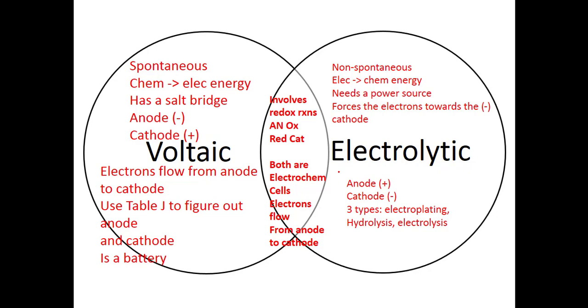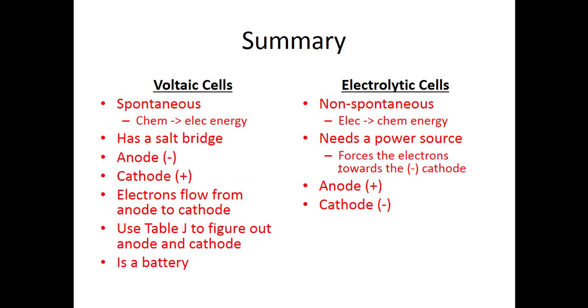Both of these involve redox reactions. Remember, AN OX, RED CAT. Ox means oxidation happens at the anode, and reduction at the cathode, which is true for both. And both are electrochemical cells with electrons flowing from the anode to the cathode. Again, to summarize this a little bit differently, you're looking at the comparison of anodes to cathodes in the voltaic versus the electrolytic.